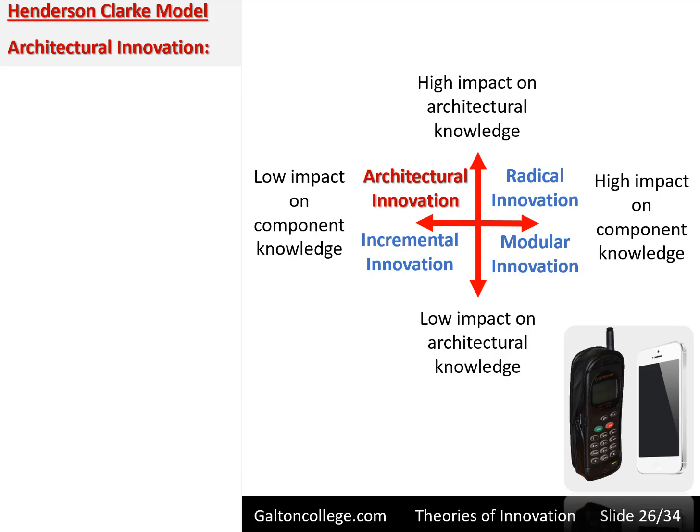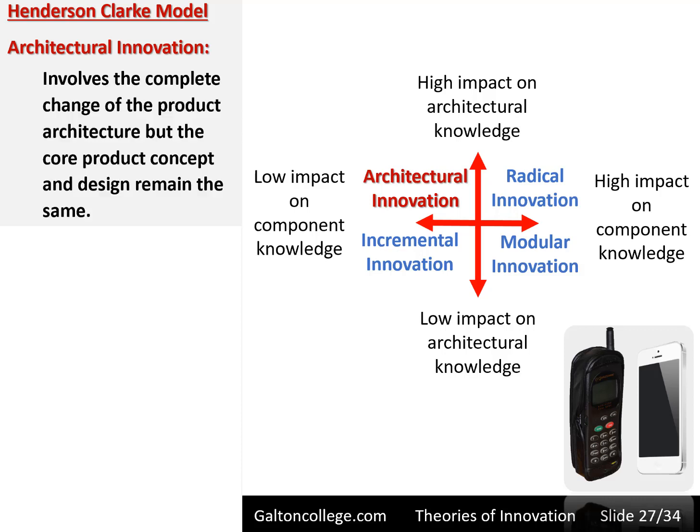It looks different, has a different feel. It involves the complete change of the product architecture, but the core product concept and design remains the same. The example I've got here on the screen is two telephones, an old-fashioned telephone and a smartphone on the right-hand side. Well, there's been a radical difference. I won't say radical innovation because it's the next one along, but a radical difference in design. There's an architectural difference in design. They look different.